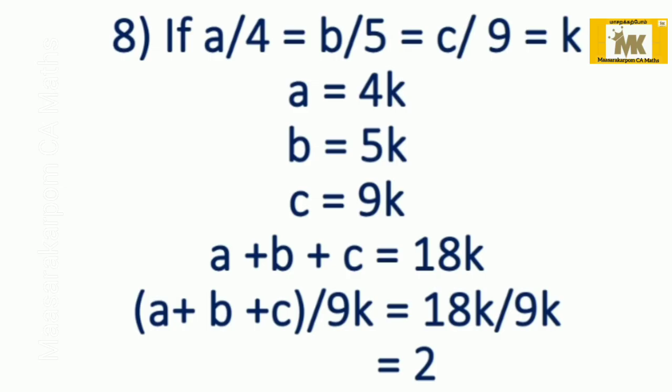Equate each to k. So a is equal to 4k, b is equal to 5k, c is equal to 9k. Add a plus b plus c is equal to 18k, and a plus b plus c divided by 9k is 18k by 9k, that is equal to 2.